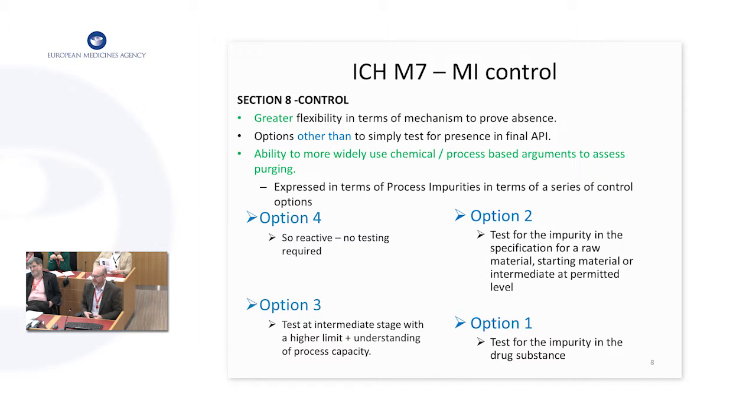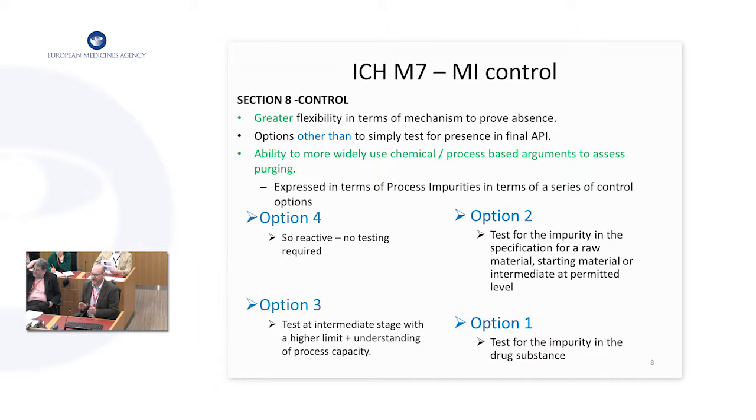Another key aspect of ICH M7 that relates directly to impurities is the flexibility that we have around control options. We have greater flexibility in terms of the mechanism to prove absence, with options other than simply testing, as we certainly did previously, for the presence in the final API. Now, it's not on the slide, but one of the ironies of this is that the more reactive a mutagenic impurity is, the less likely it is to carry through to the API, but how much more difficult it is from an analytical point of view, just because of the difficulties in analyzing things that are highly reactive at a very, very low level.